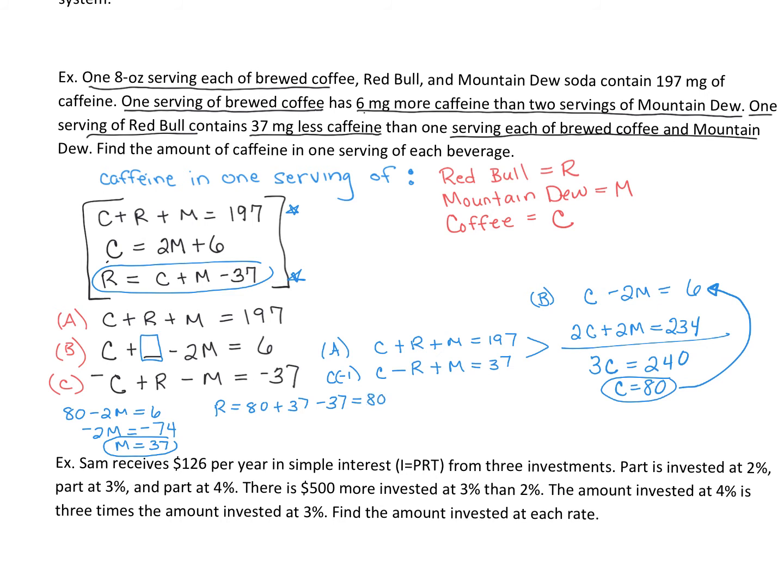So let's now answer the question. The milligrams of caffeine are 80 for coffee and Red Bull and 37 for Mountain Dew.